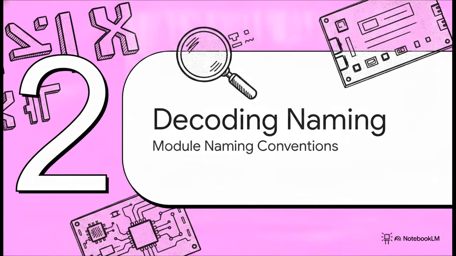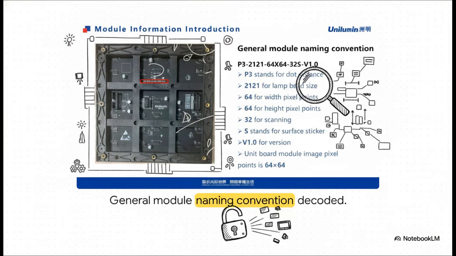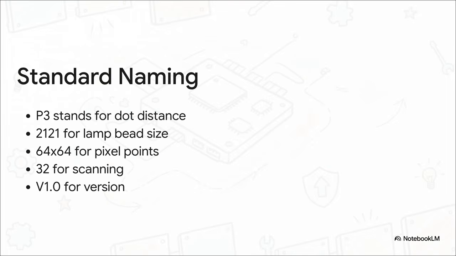Moving right along to Section 2, Decoding Module Naming Conventions. So before the software can do its job, we really have to decode the physical hardware. If you check out the exact label printed right on the printed circuit board of a module, it usually looks like a completely random string of text and numbers. But it's not. It's actually a complete map of the module's DNA. Let's break down a standard naming convention step by step.